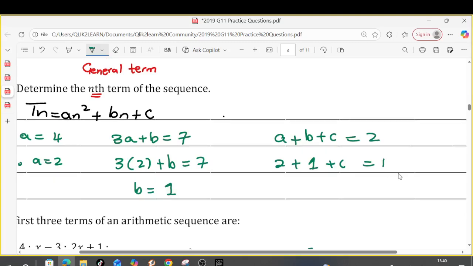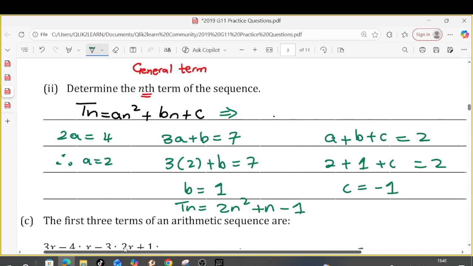We just have to solve. This is not 1, but this is 2. So 1 plus 2 is 3. What will be equal to 2 minus 3 is minus 1. So what is the general term? The general term will be Tn is equal to a, which is 2, plus b, which is positive n, minus 1. And that's it. You are done. You got it right. You collected the marks.